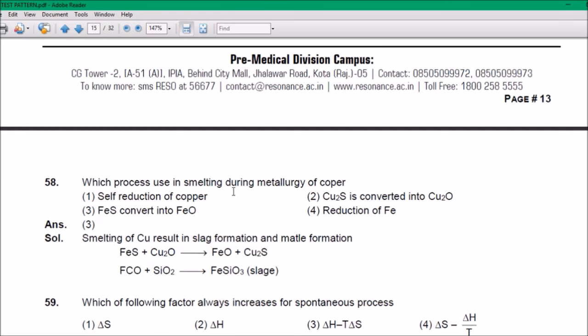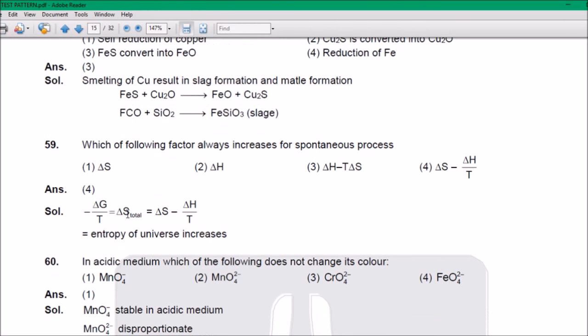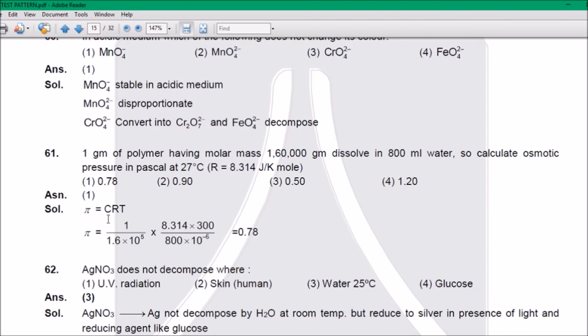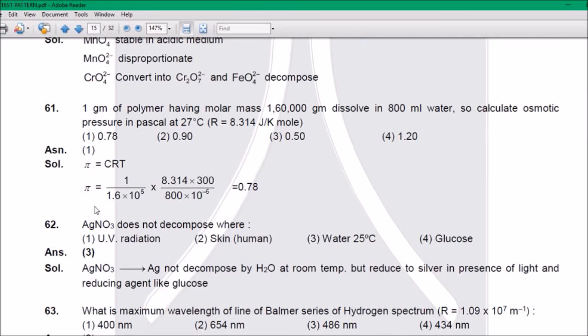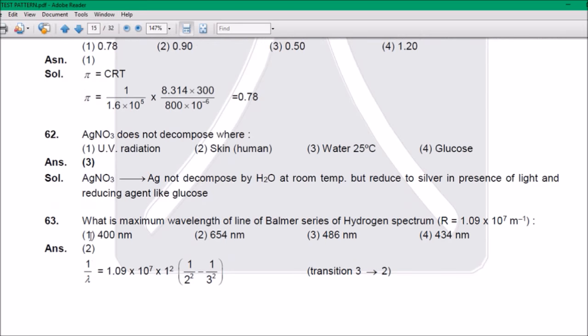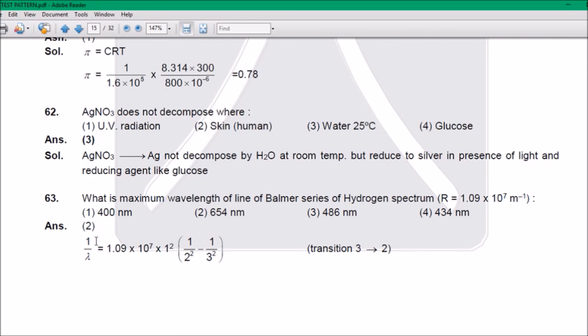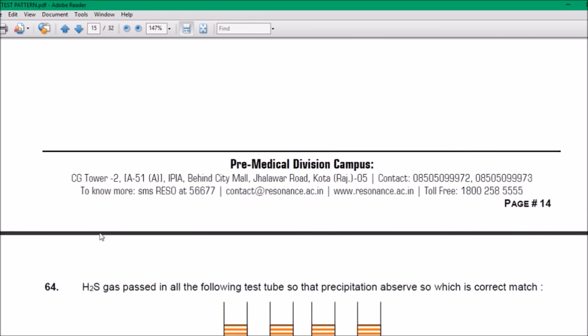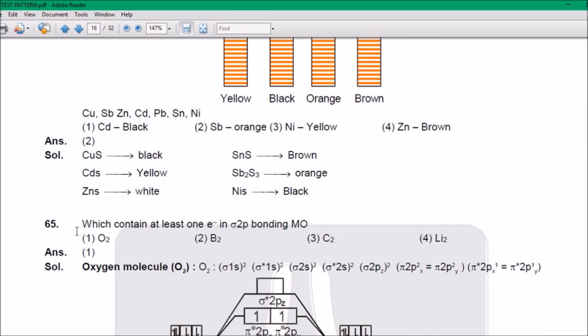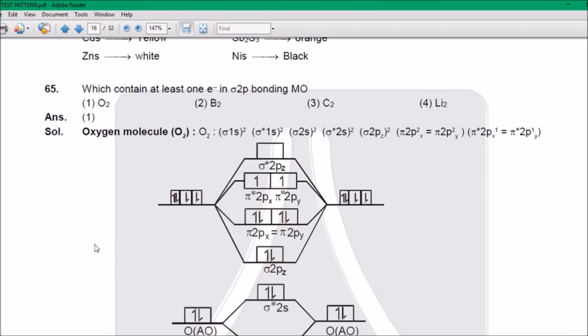Which process is used in smelting during the metallurgy of copper? 3. And then 59, your answer is 4, this one. And then 60, your answer is MnO4 minus. And then 61, the answer is 10.78. And then 62, answer is 3, water 25 degrees Celsius. And then 63, the answer is 2654. And then 64, the answer is 2 sp orange and sp orange. Okay. And then 65, your answer is 102.